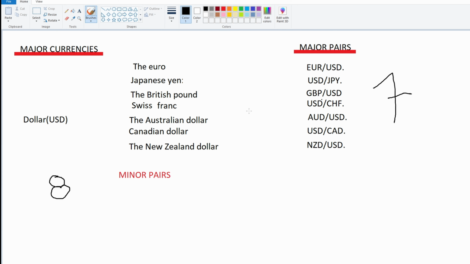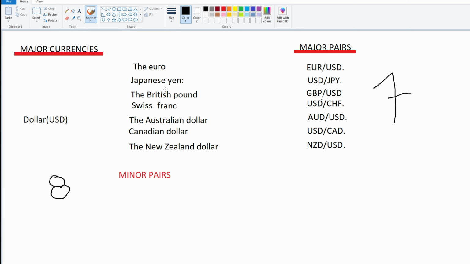Okay, why? Because all the major pairs include the dollar. All the major pairs have the dollar, but not all pairs that have the dollar are major pairs. Okay, so what do we mean by that? If you see right here, we have 1, 2, 3, 4, 5, 6, 7, 8 currencies, including the dollar. So these are the 8 major currencies.